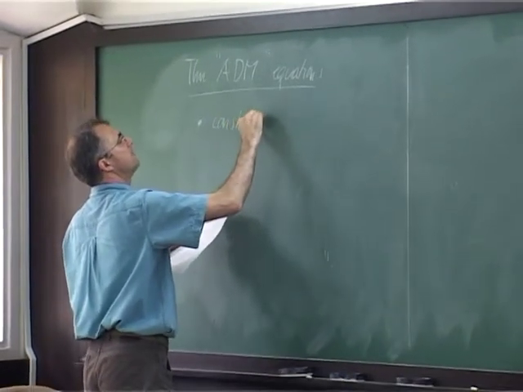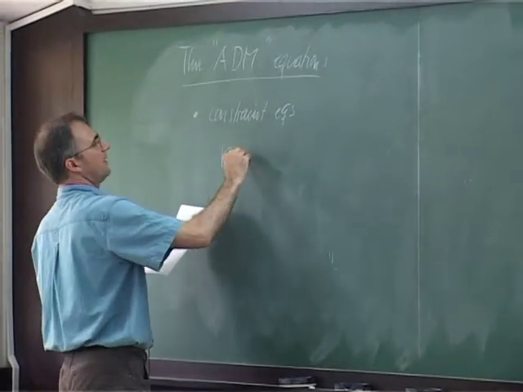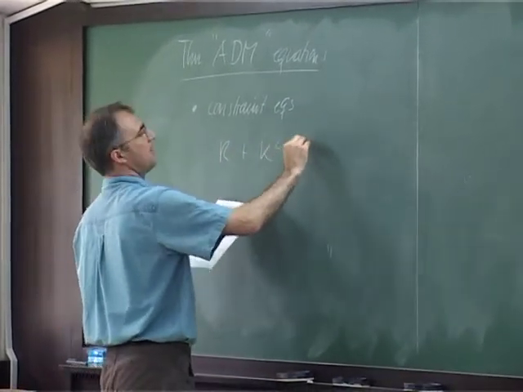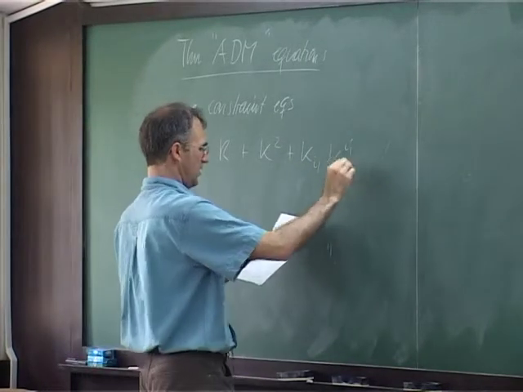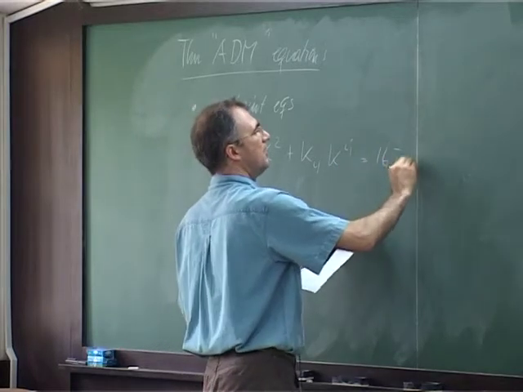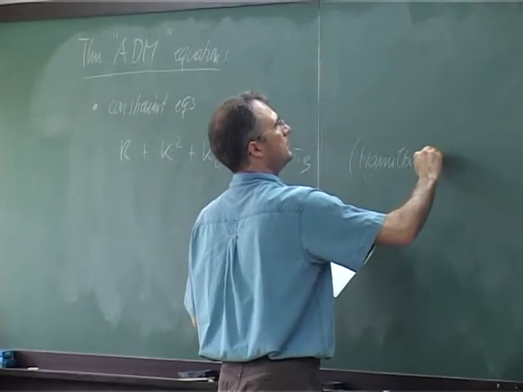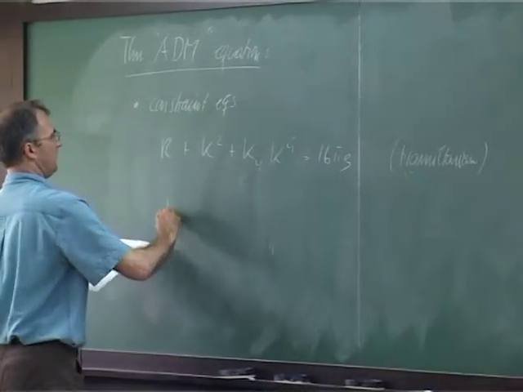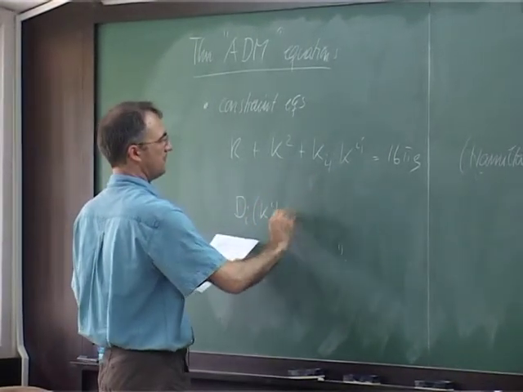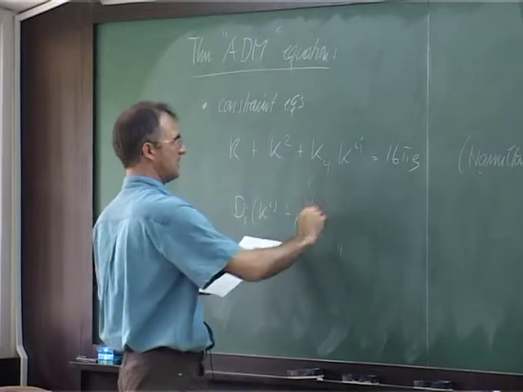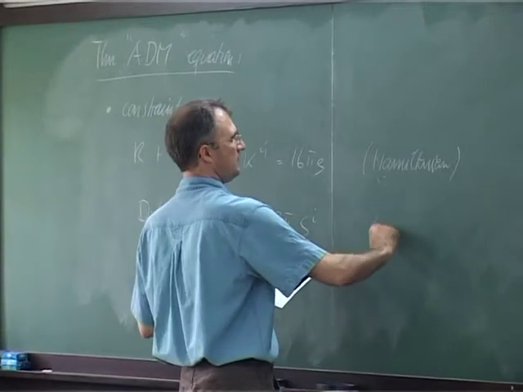They're constraint equations, which hold at every surface. There's R plus K squared minus K_ij K^ij, where now we only sum over the spatial indices, equals 16 pi rho. This is the Hamiltonian constraint. And we also have the momentum constraint, D_j K^ij minus, I can write it in this form, D^i K equals 8 pi S^i. This is the momentum constraint.